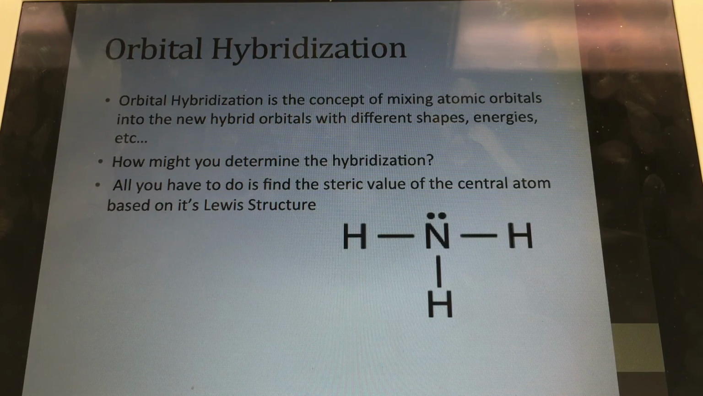Here we have NH3. It has 3 single bonds and 1 lone pair. No matter if it's a lone pair of electrons or single, double, or even triple bonds, each individually has a steric value of 1. So for example, NH3 has a total steric value of 4, since it has 3 single bonds and that 1 lone pair. So since the steric value is 4 for this molecule, it is sp3 hybridized.